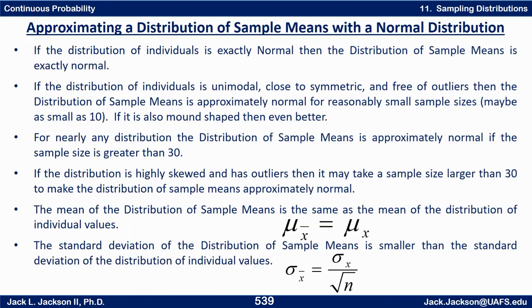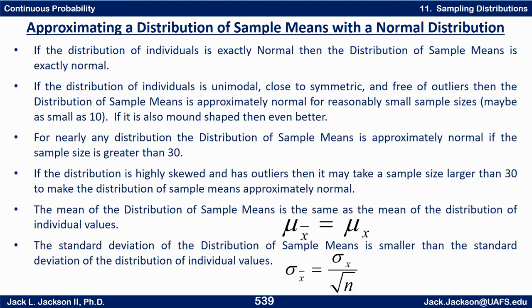So if the distribution of individuals is exactly normal, then the distribution of sample means is exactly normal. You don't have to worry about sample size. It could be even a sample size 2 or 3. If the distribution of individuals is unimodal, close to symmetric, and free of outliers, then the distribution of sample means is approximately normal for reasonably small sample sizes, maybe as small as, say, 10. That's not any hard and fast number, but something in that ballpark. If it's also mound-shaped, then even better. Even smaller n's can work. For nearly any distribution, the distribution of sample means is approximately normal if the sample size is greater than 30.